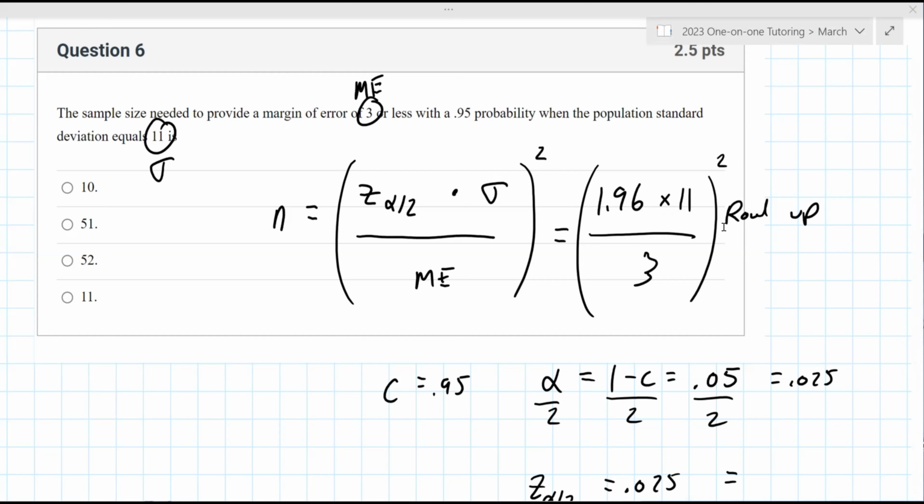All right, so this ends up being 51.648. So that rounds up to 52.